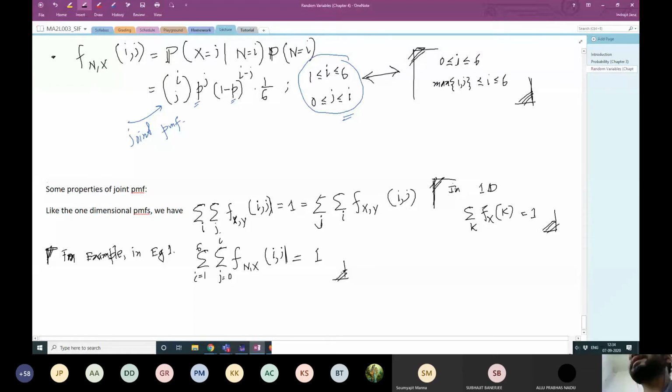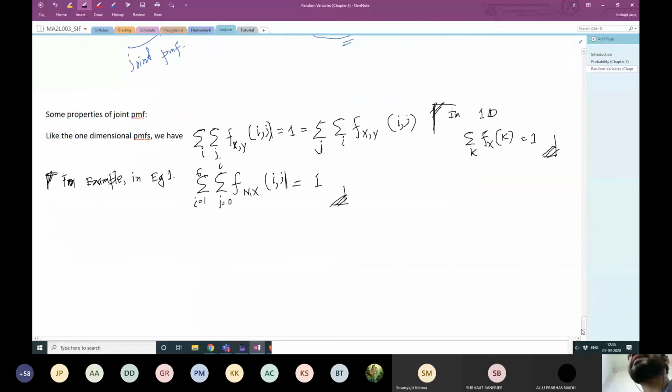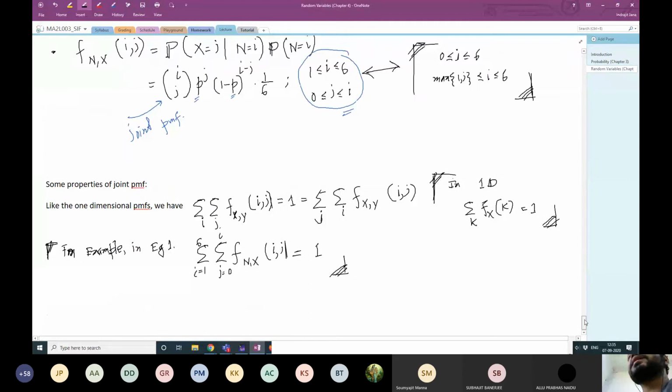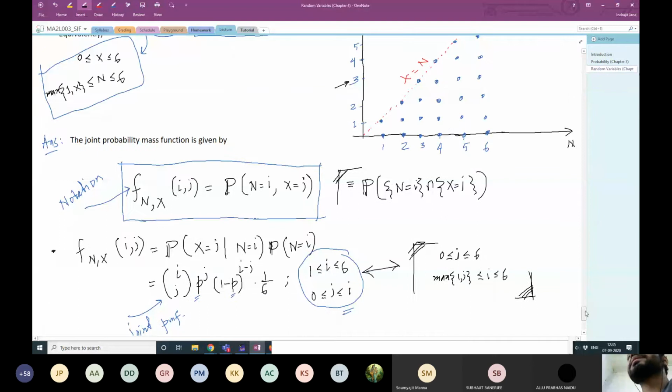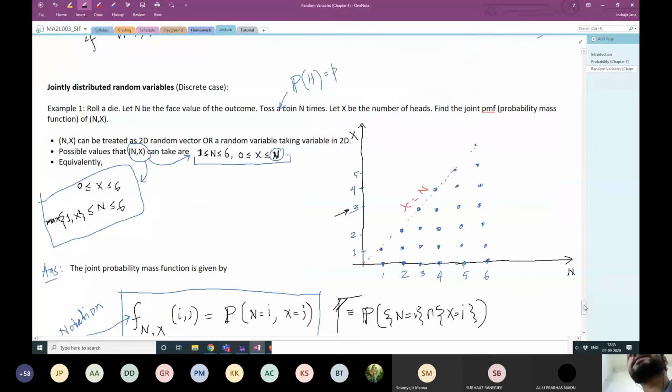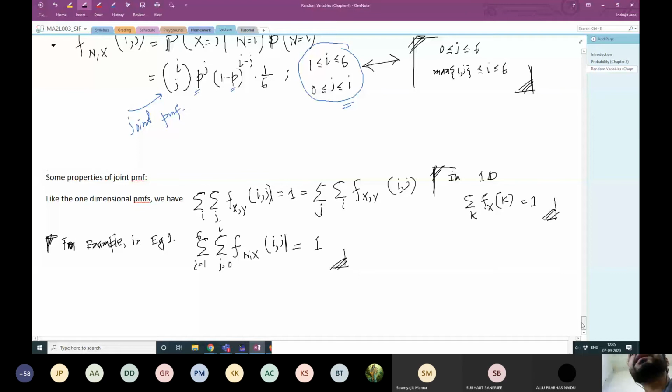Essentially, what we are doing now is a copy of what we did last week, except we have two random variables now, and all the properties will be similar. The sum of total probability is 1, and so on. If you have any question, you can stop me at any point of time.